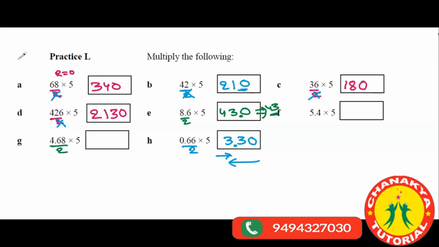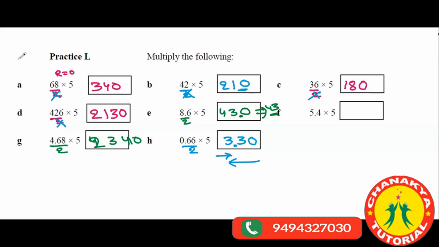2 into 2 is 4, so we'll keep 2. And then 2 into 3 is 6, so we'll keep 3. And then 2 into 4 is 8, so we'll keep 4. And the remainder is 0, so we'll keep 0. Okay.